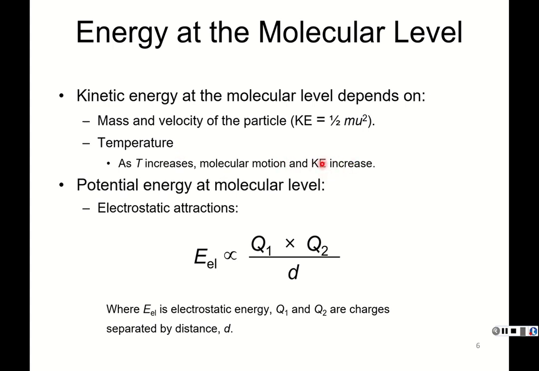But you can change the temperature, and as temperature increases, the motion of that molecule will increase, and therefore the kinetic energy increases. Okay, potential energy at a molecular level, you can kind of break it down into electrostatic interactions, and that is based off of Coulomb's law here, where we have the energy of the electrostatic interactions is equal to the charges multiplied by each other divided by the distance between the charges. Probably never have to use that equation in this class, though.